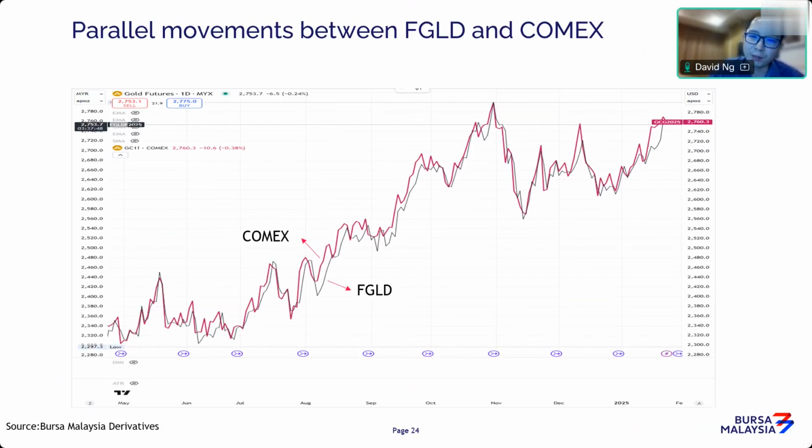So if you want to gain exposure to COMEX gold market, I think FGLD can be quite a good platform for you to gain exposure, because although in certain ways there are certain gaps, in most times the gaps are actually very minimal. So in a sense, FGLD trades quite closely to the COMEX gold prices in general.